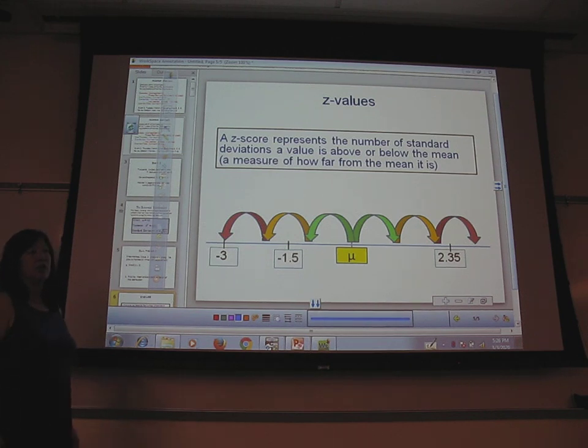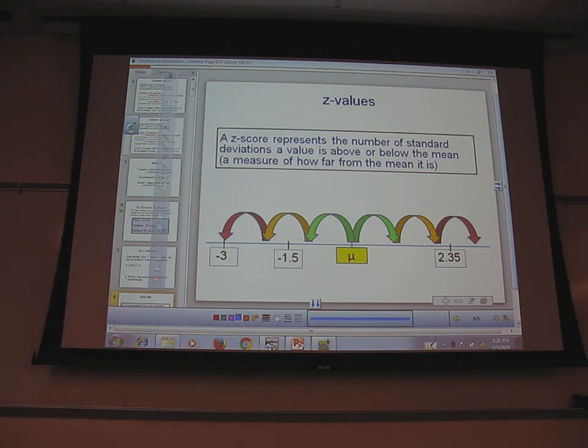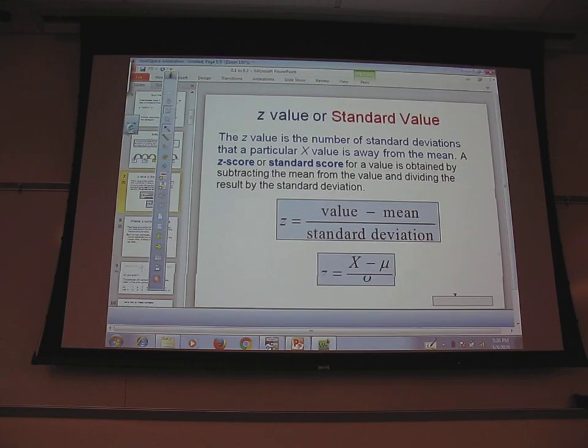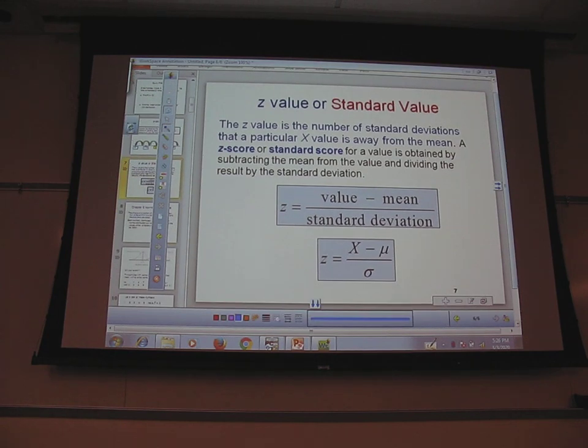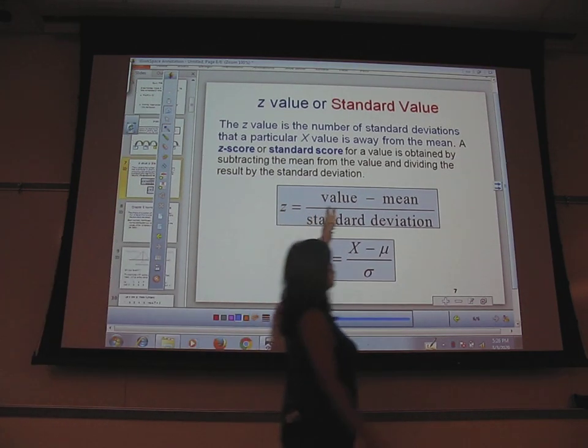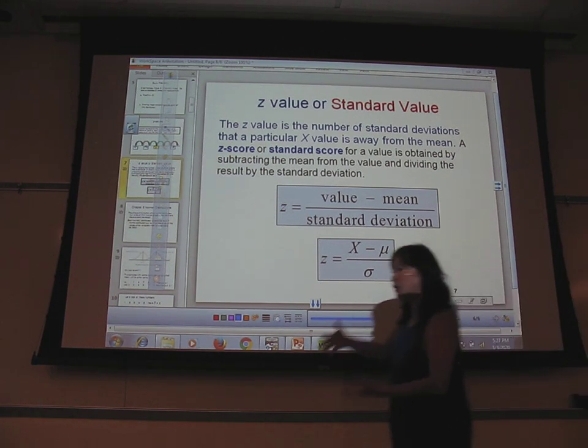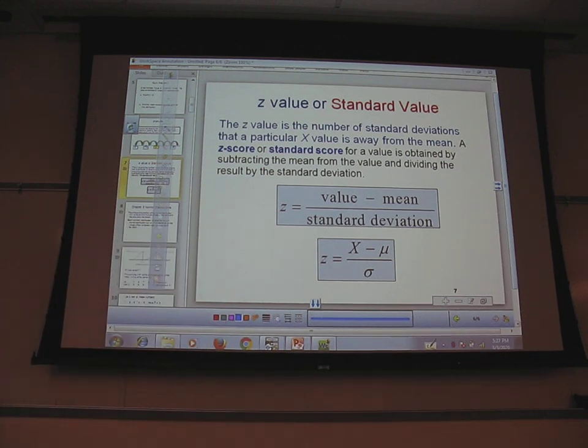Your x value. It's your weight or your height or your whatever it is you're talking about. Your class score. How many standard deviations away from the mean is that? That's your z value. How do you find it? Take your x value, you figure out how far you are from the mean. You take your value, subtract the mean. If you're above the mean, it should be positive. If you're below the mean, it should be negative. So find out how far you are from the mean, and then divide that by the standard deviation. That gives it to you in standard deviations. That's your z-score.